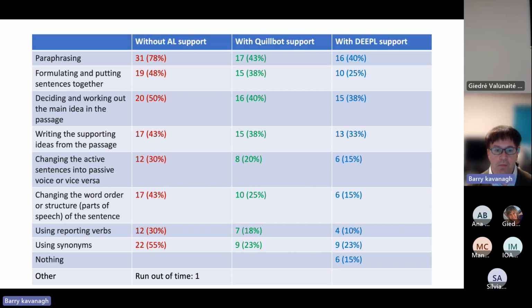So without AI support, as you can see, paraphrasing, 78% of students found that difficult to do by themselves. But when they used Quillbot, which is a paraphrasing tool, this got reduced down to 17 students at 43%. And then it went down again with DeepL support. So if you look at each category, Quillbot and DeepL seem to have helped the students for each of these categories, because the percentages and the number of students who found these categories difficult went down when they used Quillbot support or DeepL support.